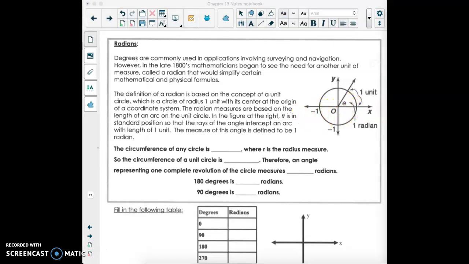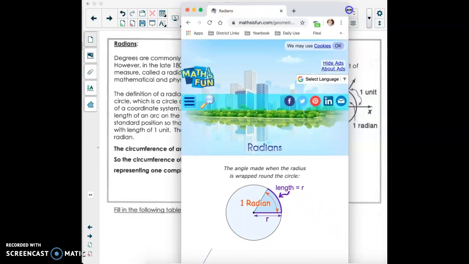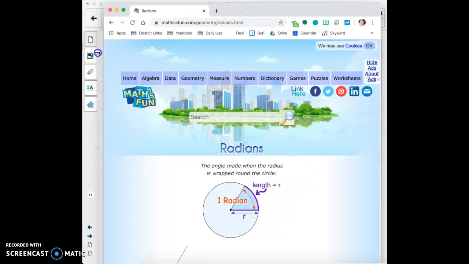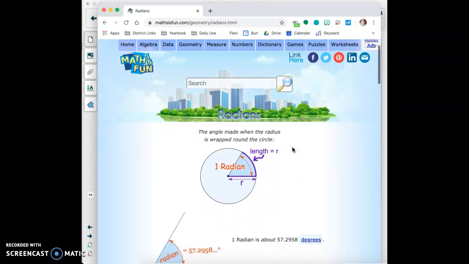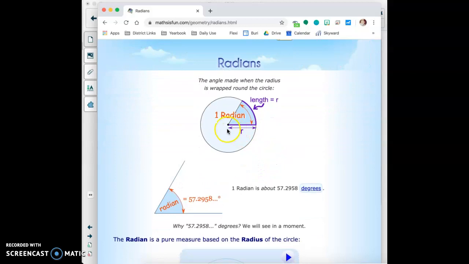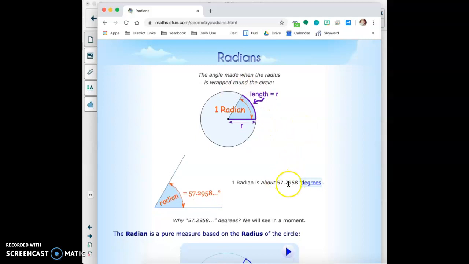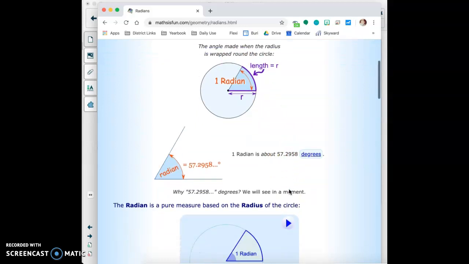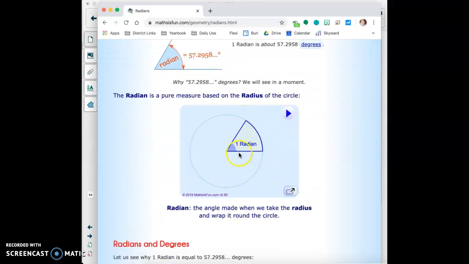So I went to mathisfun.com. It's one of my favorite websites. Yes, I'm nerdy. And I love their description of radians. So I'm going to show you their little piece that they have here. A radian is the length of your radius wrapped around your circle. And it's about 57.2958 degrees. That doesn't really matter to us. I want to show you this so you see where we're getting the radian from. They're going to take the radius, and they're going to put it on top of the circumference of the circle. That is what they are defining as 1 radian.